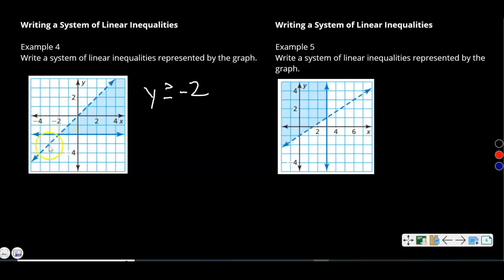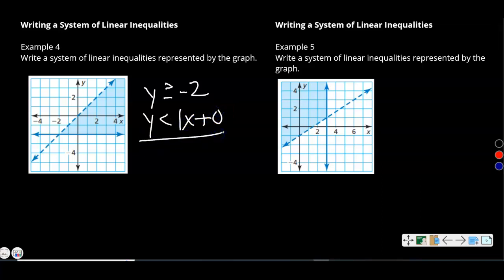Now, the second one is a dashed line. It goes through the origin, and it's shaded below. So this one's going to be y less than. Not less than or equal to, because it's a dashed line. So just y less than what? So the y-intercept is 0, and it's rise 1, run 1, rise 1, run 1. So you can see that the slope is 1, and the y-intercept is 0.